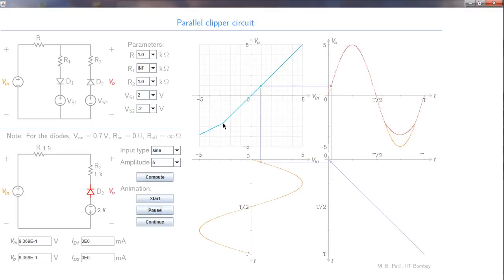Alright, so here is our breakpoint, and that is indeed at minus 2.7 volts.